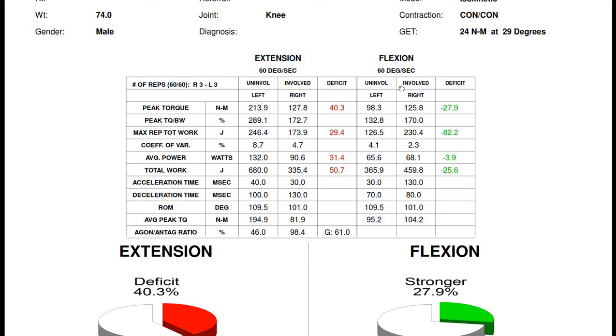So here, once again, we have an imbalance between the left and the right, where we have a stronger, I should say, righter hamstring, although it's worth noting that the deficit is not as great in the average peak torque here.